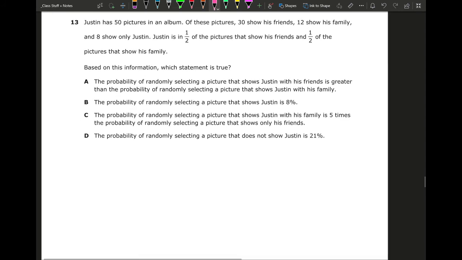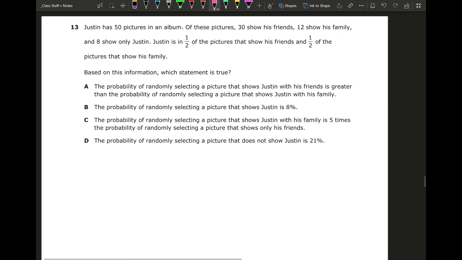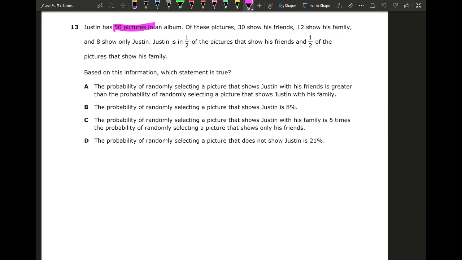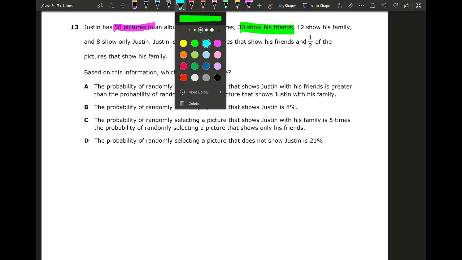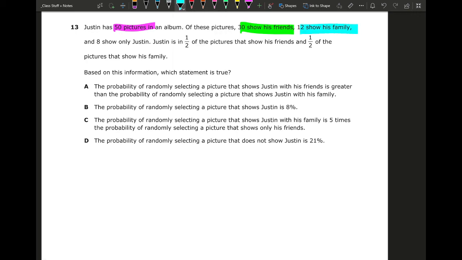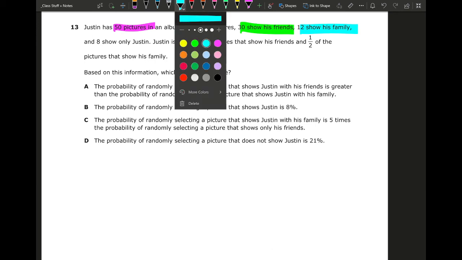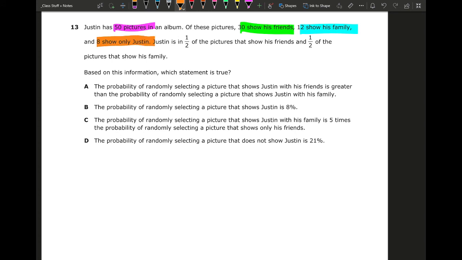Justin has 50 pictures in his album. Of these pictures, 30 show his friends, 12 show his family, and only 8 show Justin by himself. Justin is also on half of the pictures that show his friends, and also in half of the pictures that show his family. Based on this information, which statement is true?